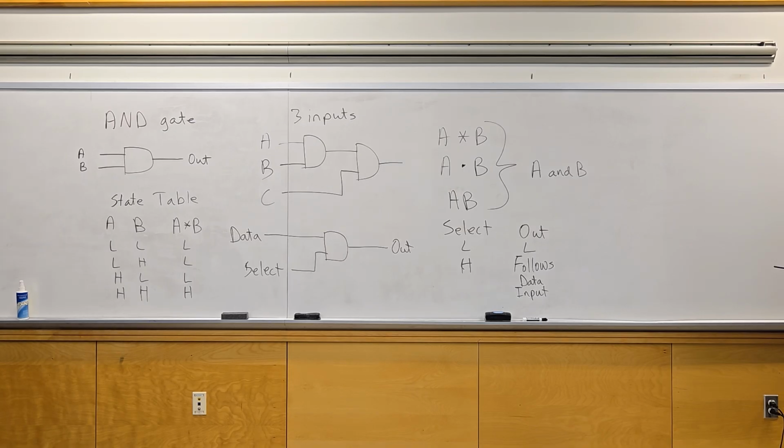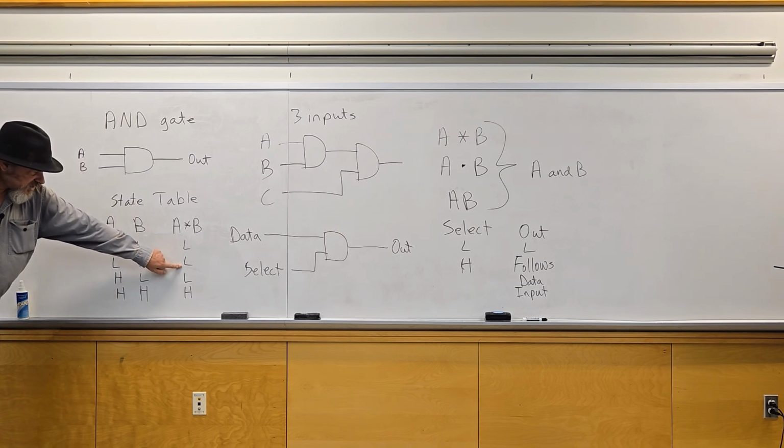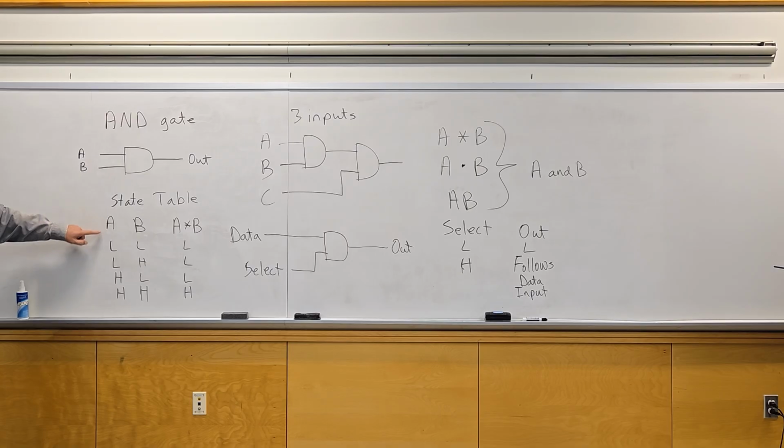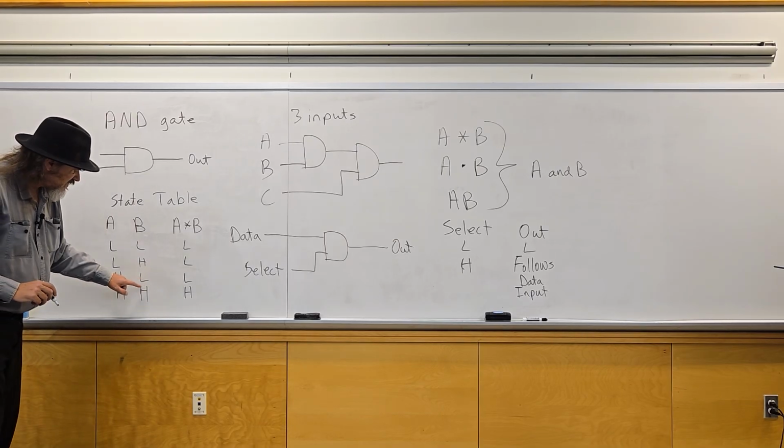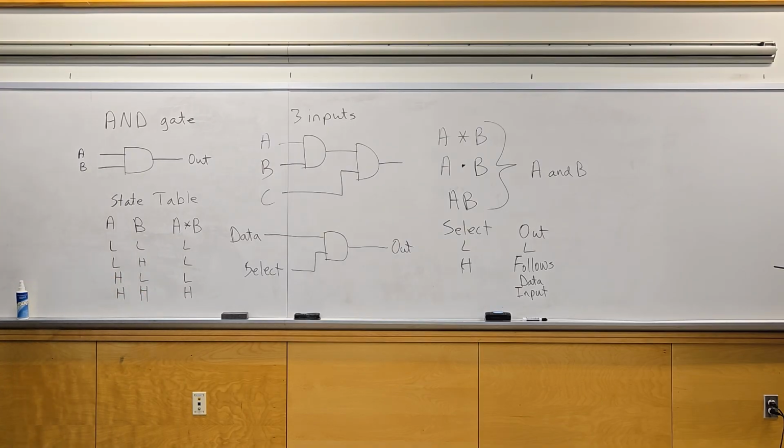If you look at the state table, if data is your B line and select is your A line, you'll notice that if the select is low, the outputs are going to be all low. If the select is high, the output matches the data line here. So that is a data selector.